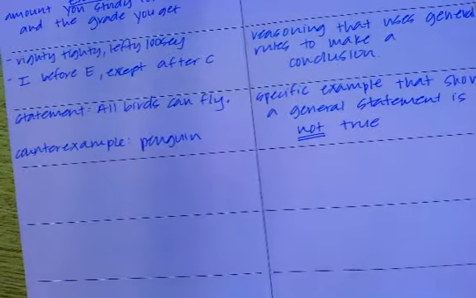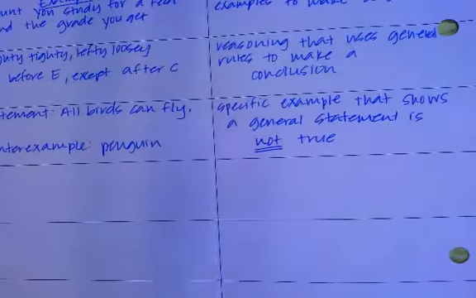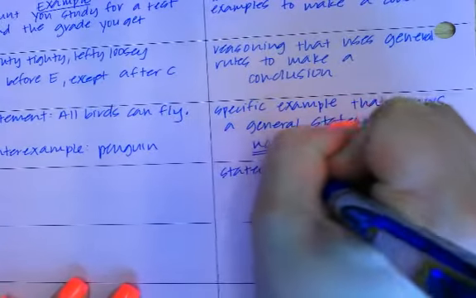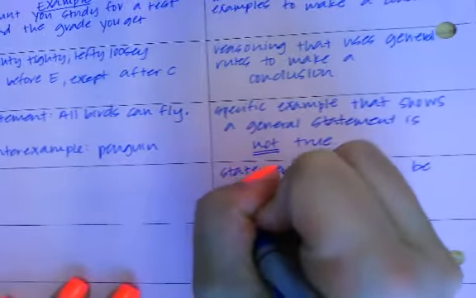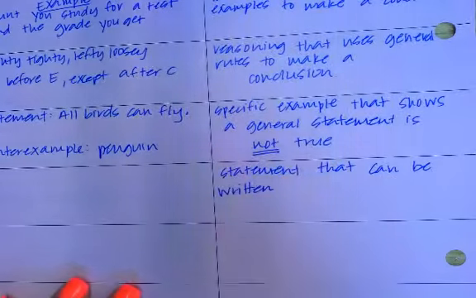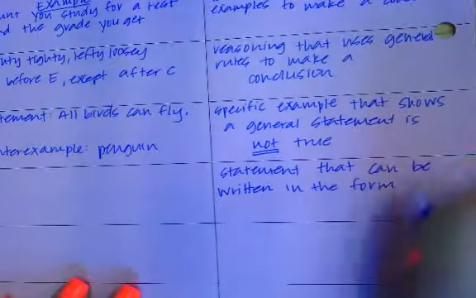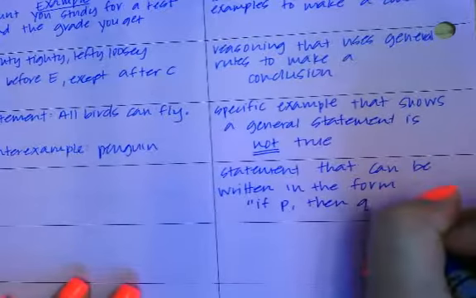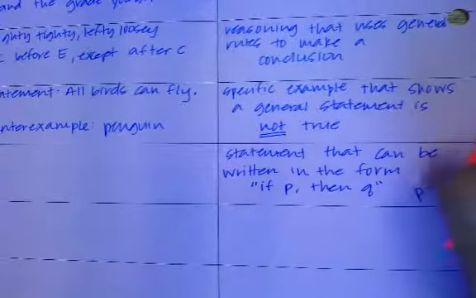Okay. Next one we have, what is it? Conditional statement. Okay, a conditional statement is a statement that can be written in the form if P then Q. Basically a hypothesis. We're getting there, but yeah. Okay, P then Q.